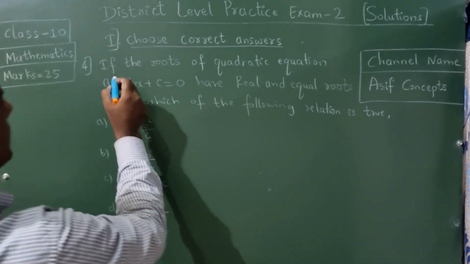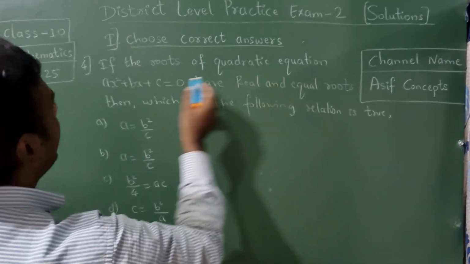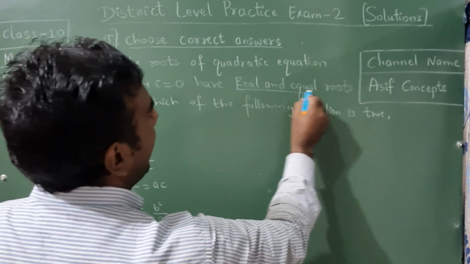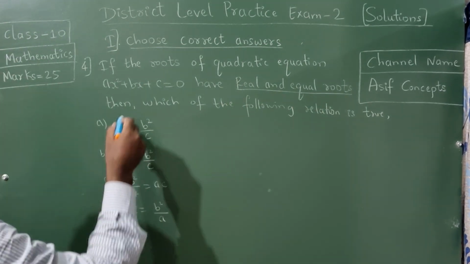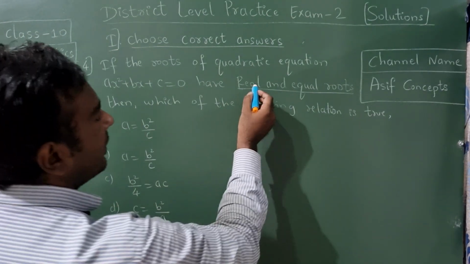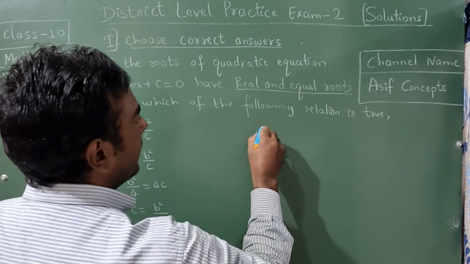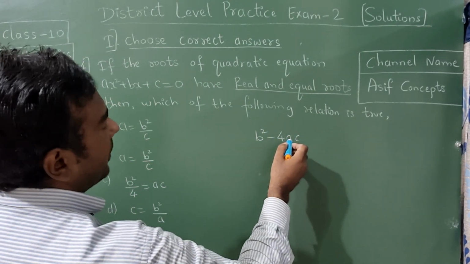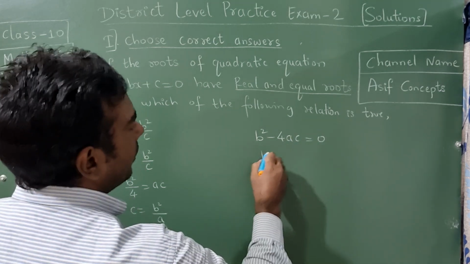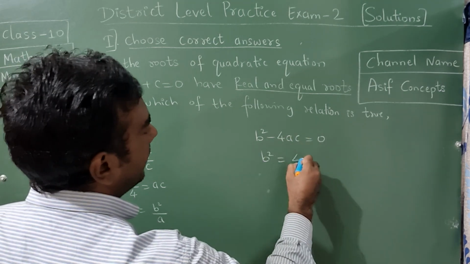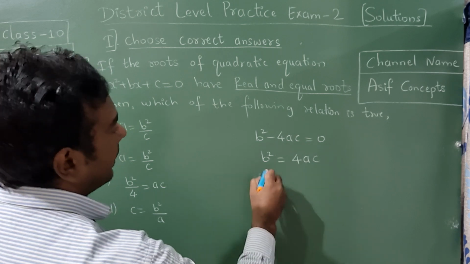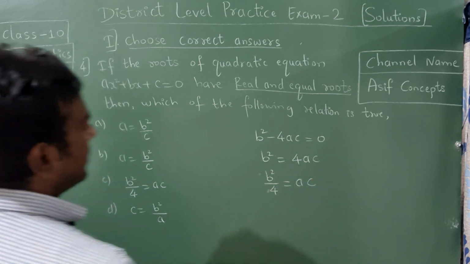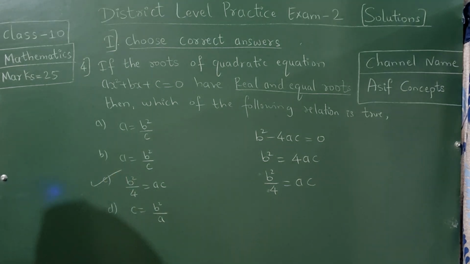Now the fourth question is, if the quadratic equation ax square plus bx plus c is equal to 0 has real and equal roots, then which of the following is true? Always remember, for real and equal roots, it is b square minus 4ac. Okay. Now is equal to 0. Now b square is equal to, if this goes on the right hand side, it will become plus 4ac. Now if I rearrange this, b square divided by 4 is equal to ac. So the correct option is C.